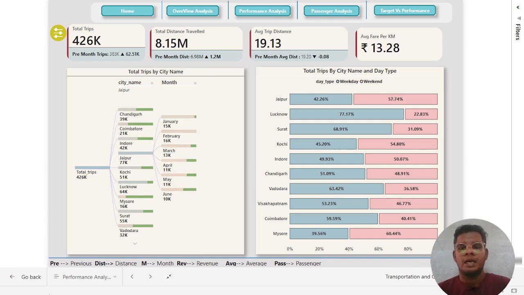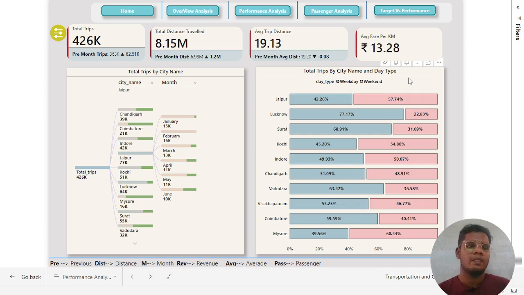Okay, and then here the total trips by city name and date type, which means in which time the trips are high or low. There are two specific scenarios: weekday and weekend. How much percentage we attain in weekday and weekend. It also may vary from city to city, and between weekday and weekend.